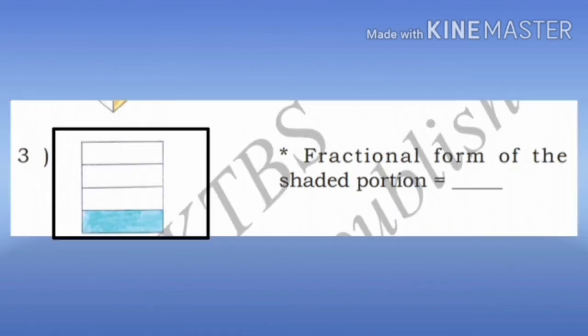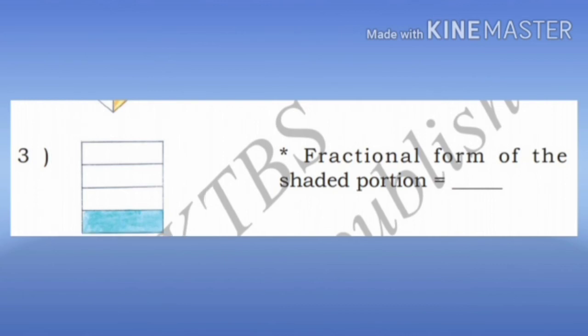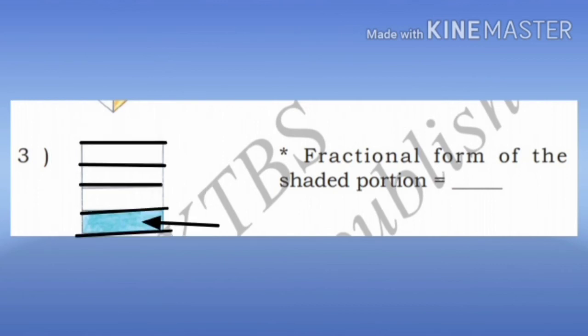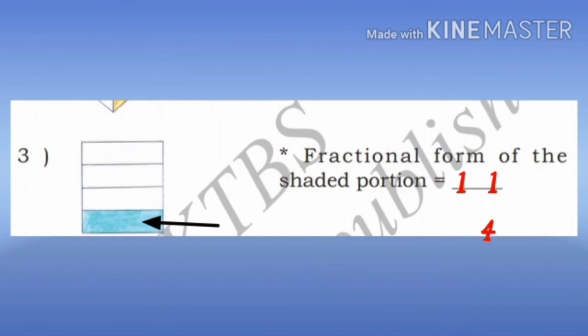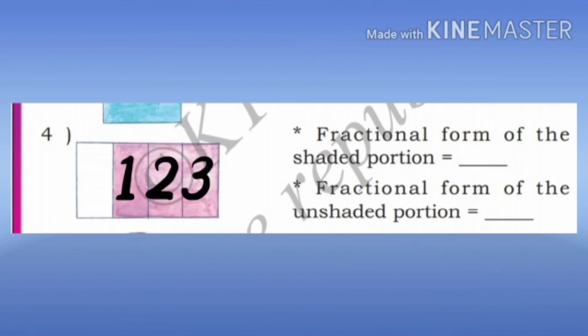Now third question, observe the figure, children. Here 4 equal parts are there and one part is shaded. So the fractional form of the shaded portion is 1/4 or quarter. Now fourth question, observe the figure, children. Here 4 equal parts are there and 3 parts are shaded. So the fractional form of the shaded portion is 3. The fractional form of the unshaded portion is 1.